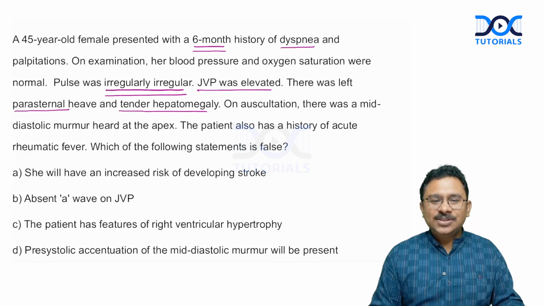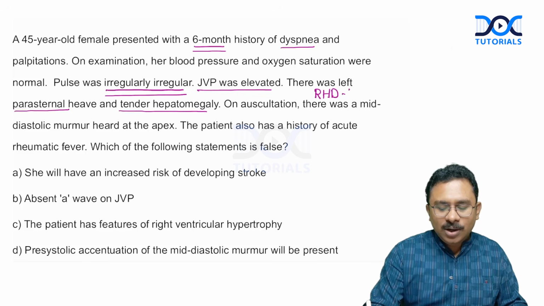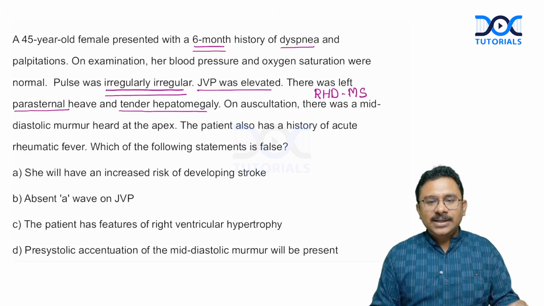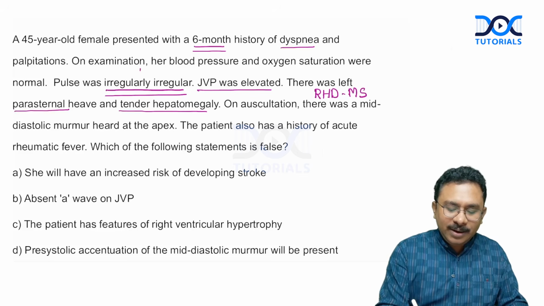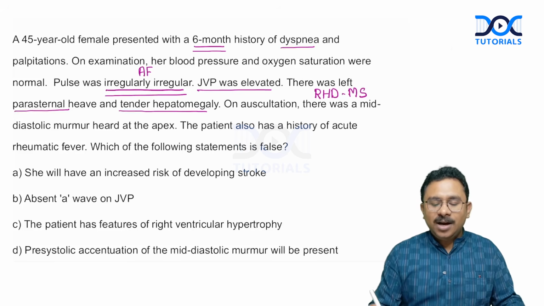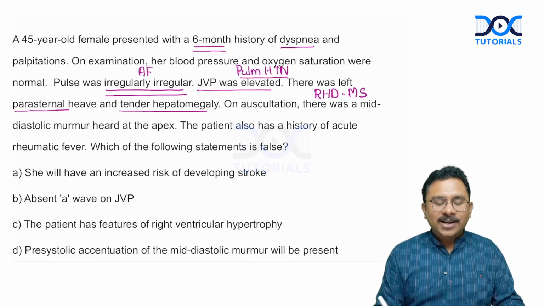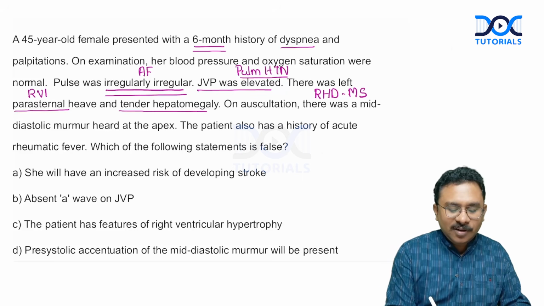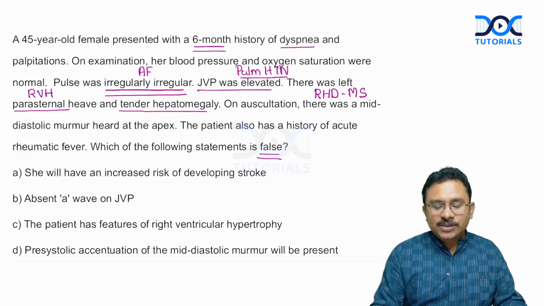The patient also has a history of acute rheumatic fever. So which means we probably have a patient with rheumatic heart disease leading on to mitral stenosis, because MS is known to produce the mid-diastolic murmur, and MS patients can develop atrial fibrillation as well. So this is MS with AF, and the patient has developed right heart failure probably because of pulmonary hypertension, and the patient has a left parasternal heave, again telling you that there is evidence of right ventricular hypertrophy as well. The question is, which of the following statements is false?